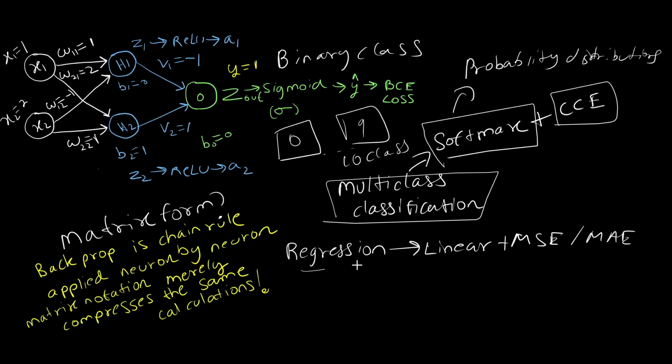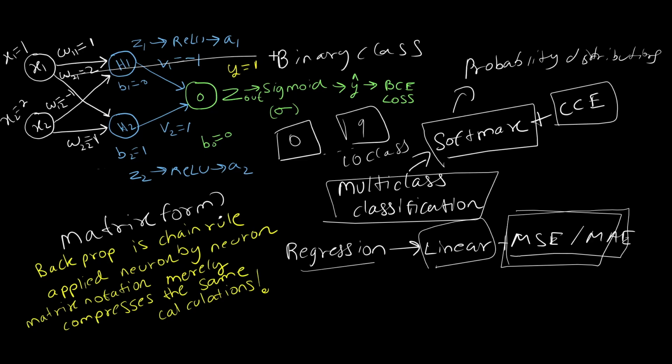And similarly for regression, we don't have any activation, so we just use the linear activation. And for the loss function, we can use mean squared error or mean absolute error. So this is kind of explained in the logistic regression video. So no matter the activation function or the loss function which we use here, the neural network algorithm or mechanism remains the same. So both in the forward pass and in the back propagation, everything remains the same.